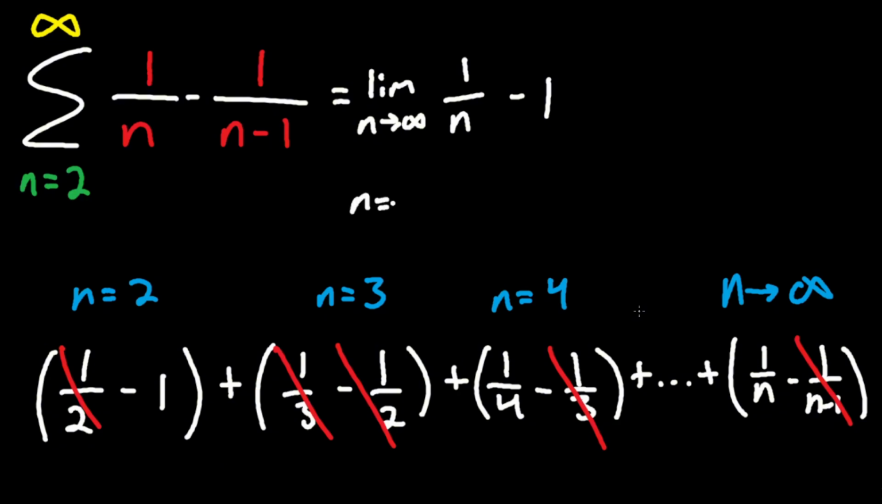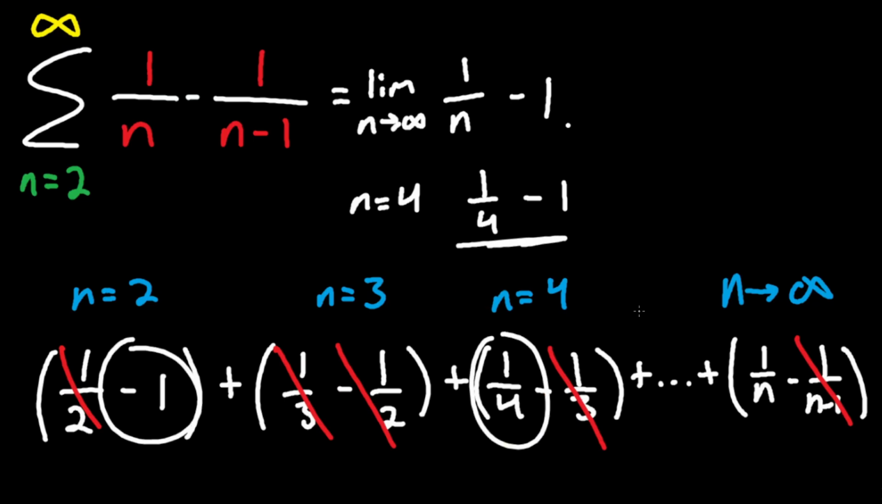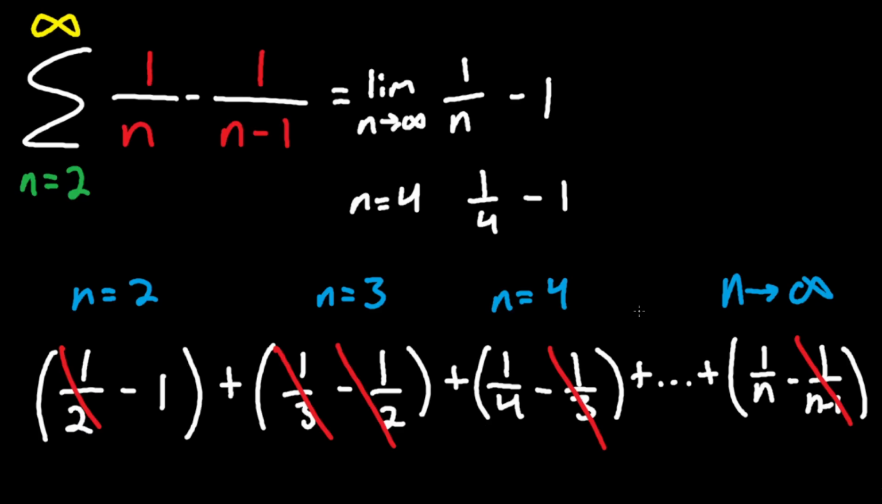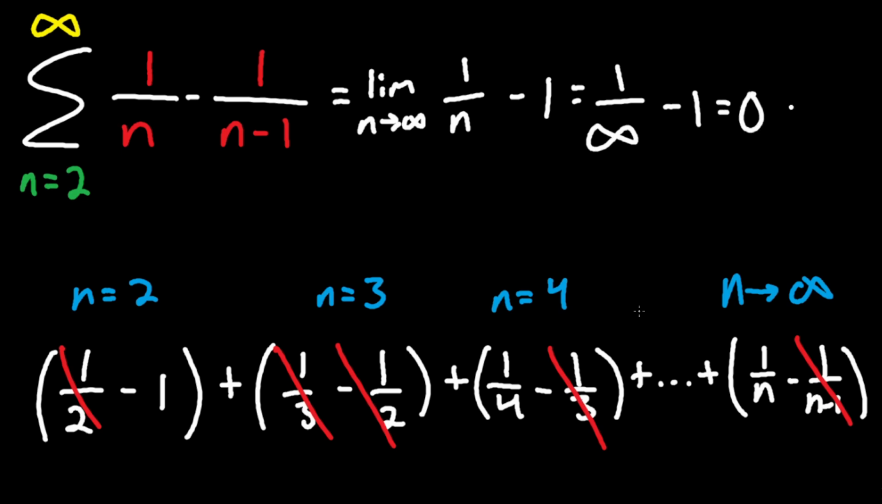So if we were to plug in n is equal to 4 here, we get 1 over 4 minus 1, correct? That makes sense. We have n is equal to 4 here, and we only have 1 over 4 and negative 1. So this formula just basically tells us the total sum, or the value of the series at any n. So what about when n approaches infinity? Because that's what we're trying to solve for. Well, as n approaches infinity, we get 1 over infinity minus 1. 1 over infinity is simply 0. So you have 0 minus 1, simply negative 1. So the value of this telescoping series is negative 1.